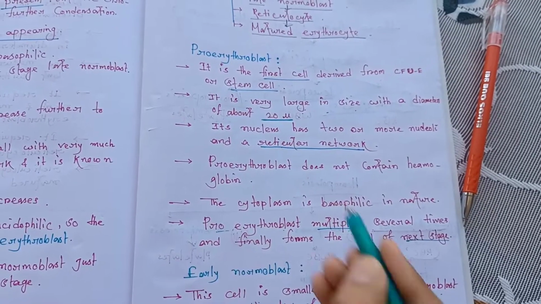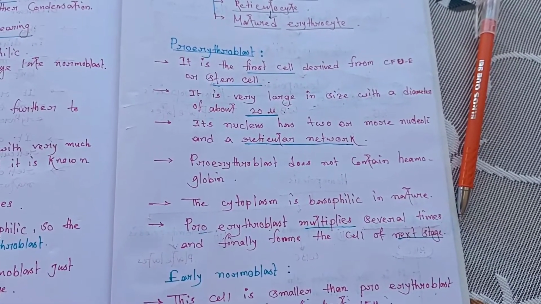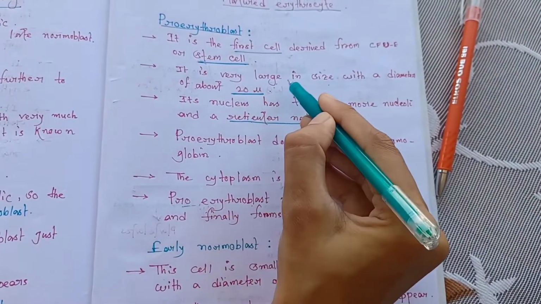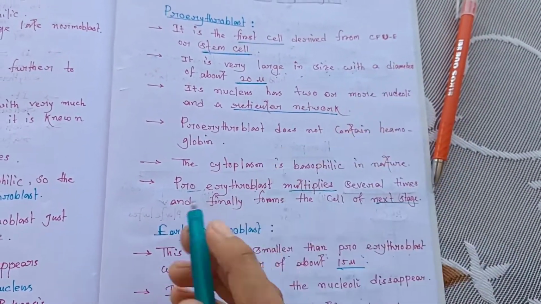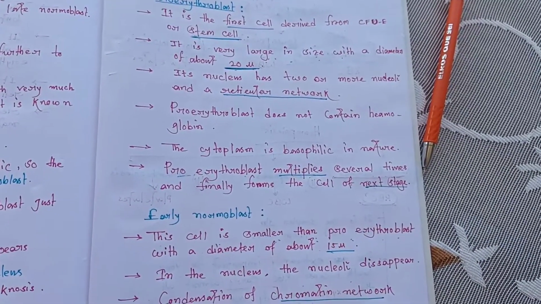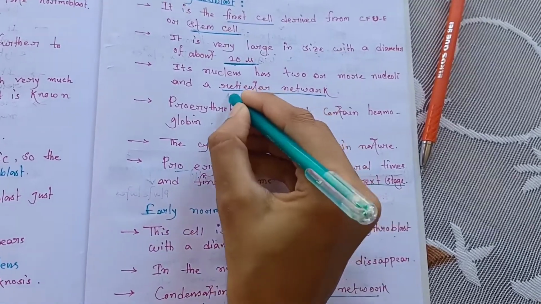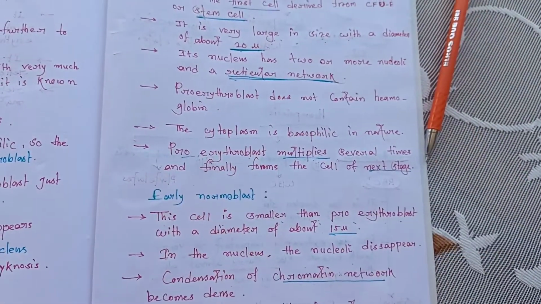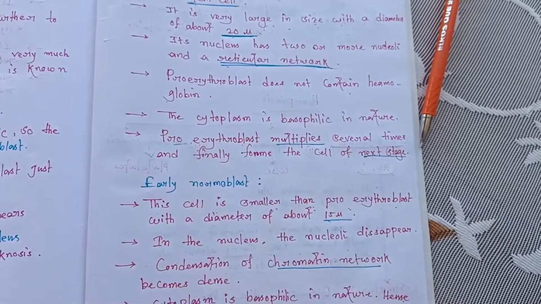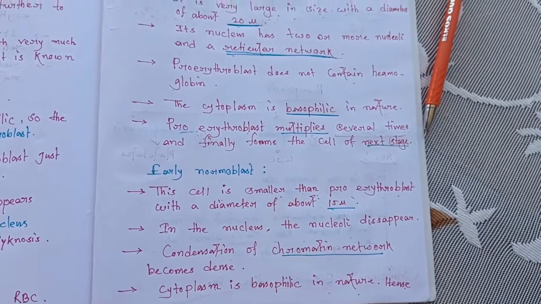First one is proerythroblast. It is the first cell derived from stem cell. It is very large in size, with a diameter of about 20 micron. Its nucleus has 2 or more nucleoli and a reticular network. Proerythroblast does not contain hemoglobin and the cytoplasm is basophilic in nature.